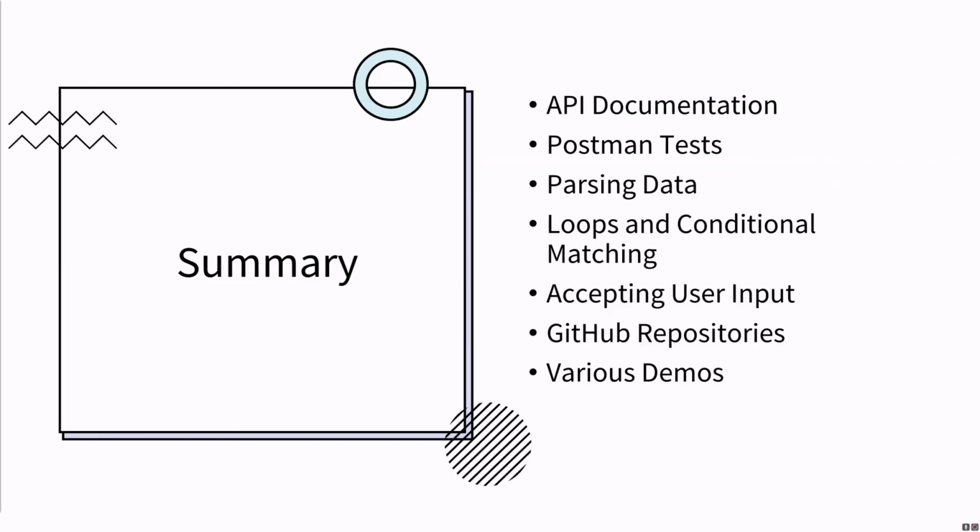So in summary, we've looked at API documentation for Cisco DNA Center. We looked at Postman tests and how we're going to use it to store dynamic variables, how to parse through lists of dictionaries and call different dictionary items where it may contain a list as well. We've looked at loops and conditional matching, accepting user input with the input function and getpass. We've covered how to create your own GitHub repository, and then I've done various demos throughout the discussion.